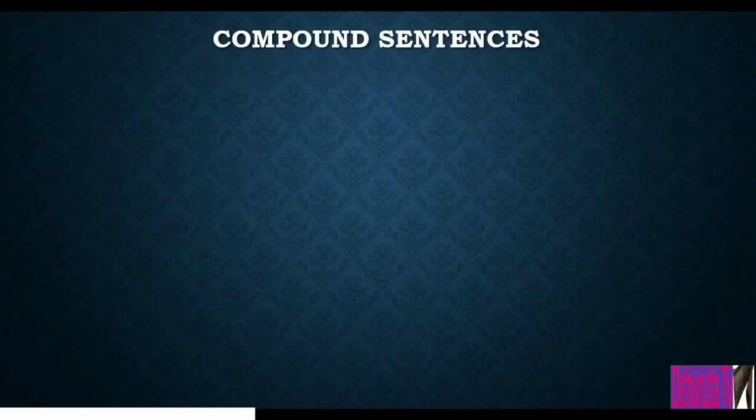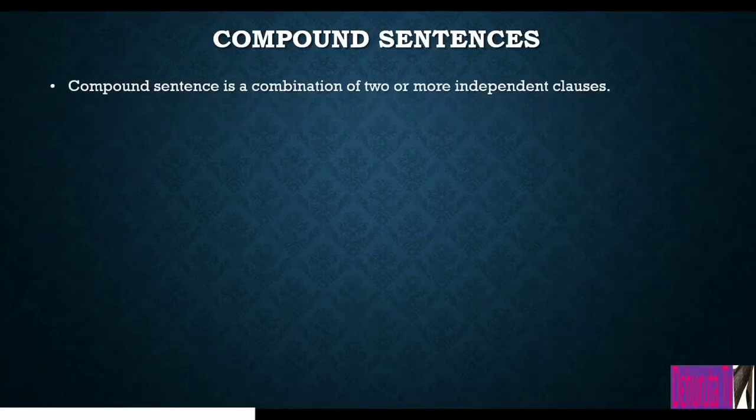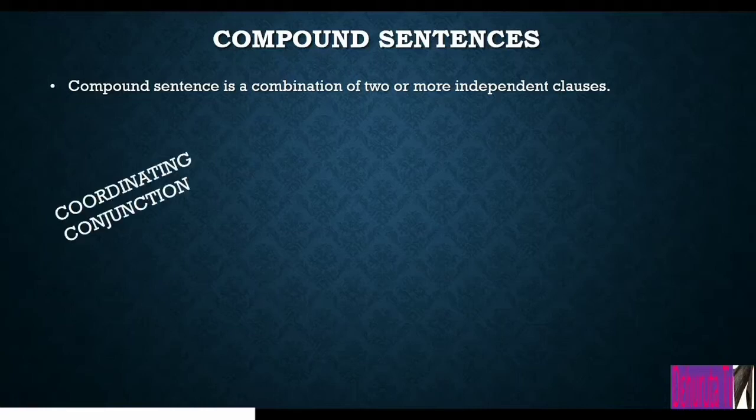Let's move on to look at compound sentences. When we say compound sentences, it is the combination of two or more independent clauses. We have already looked at an independent clause, which has one subject and one verb. But here, a compound sentence is a combination of two or more independent clauses.